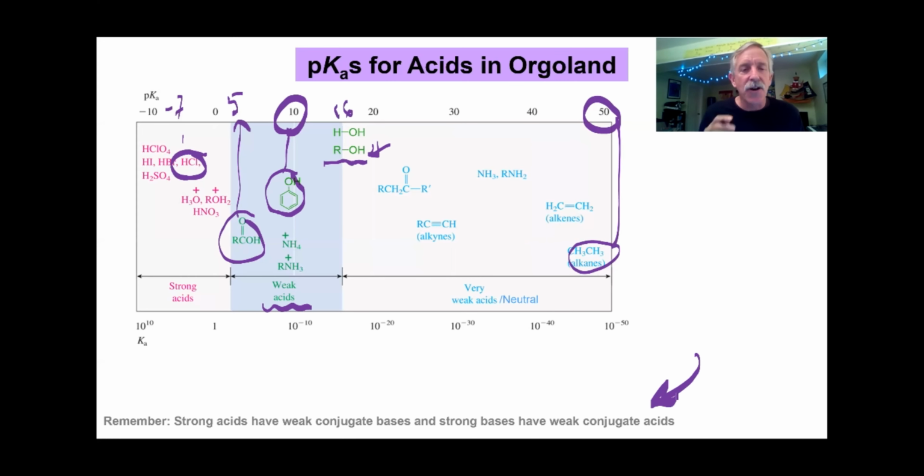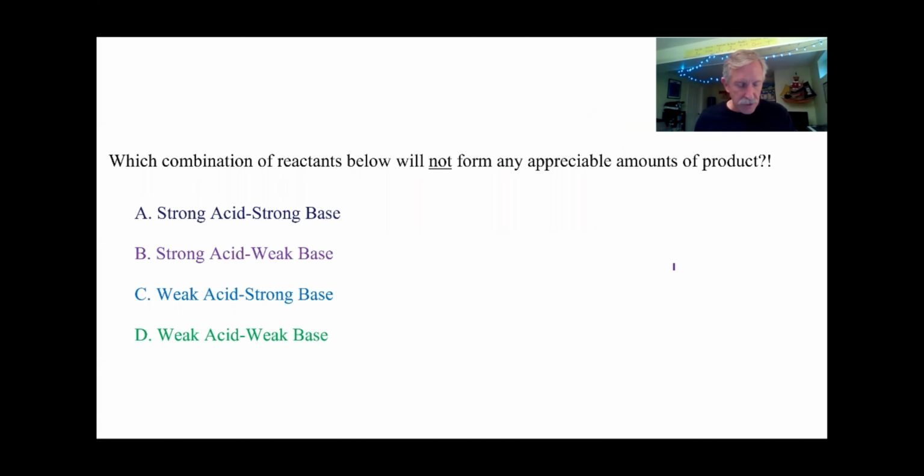Keep in mind, strong acids have weak conjugate bases. Strong bases have weak conjugate acids, and vice versa and so forth, right? Cool. Give this one a shot. Stop. Okay. Are you ready? Which combination of reactants below will not form any appreciable amounts of product?